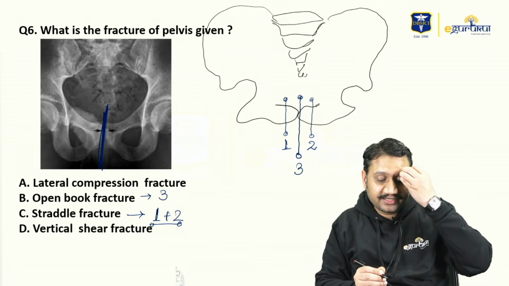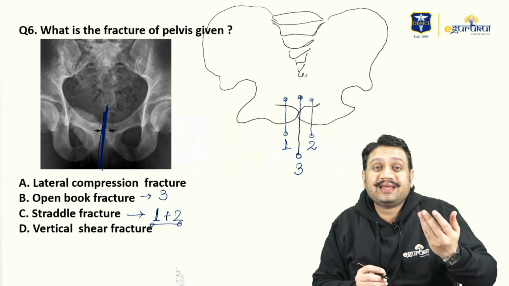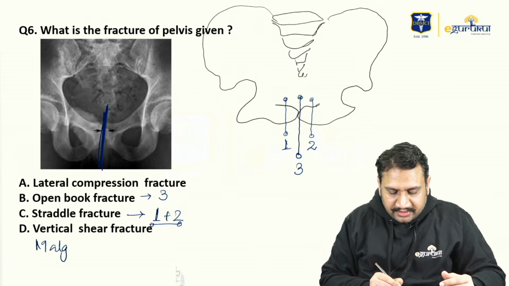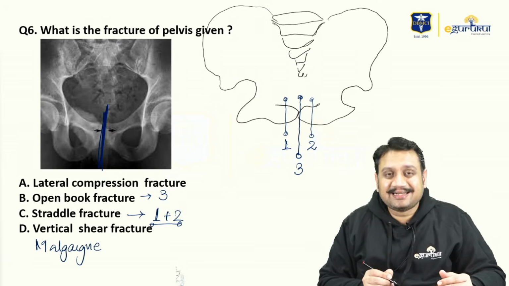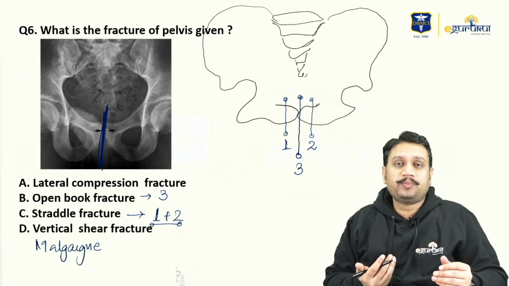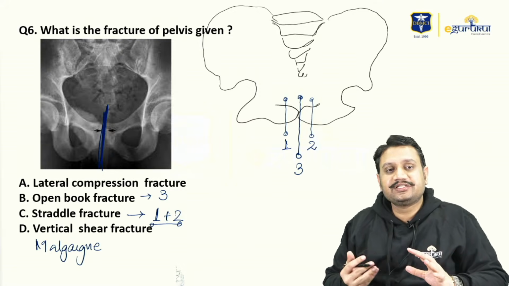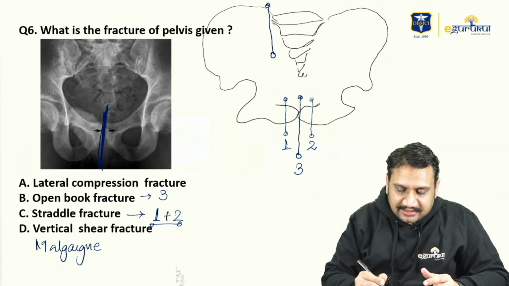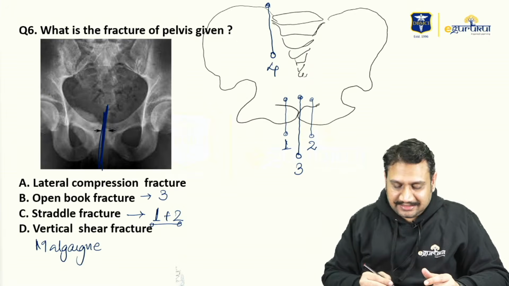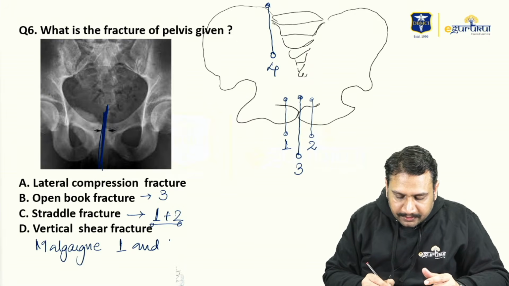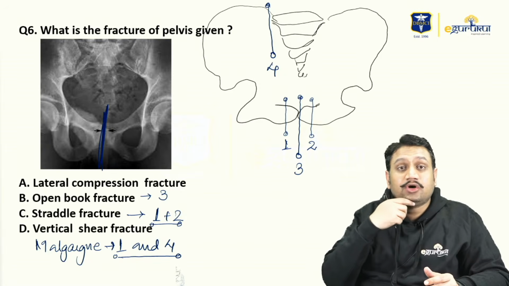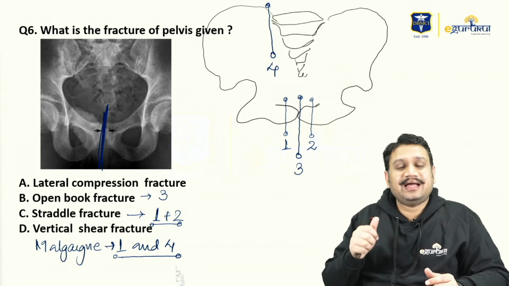Then there is third kind of injury, the vertical shear or the lateral compression. What is the name they have? One is a Malgaigne fracture. We call it what? Malgaigne. So what is a Malgaigne injury? So open book and straddle, they are anterior injuries only. Posterior, everything is okay. But when the sacroiliac joint is also damaged, that is number 4, of the same hemipelvis, that means 1 and 4. So Malgaigne is the injury of the same hemipelvis anteriorly as well as posteriorly.